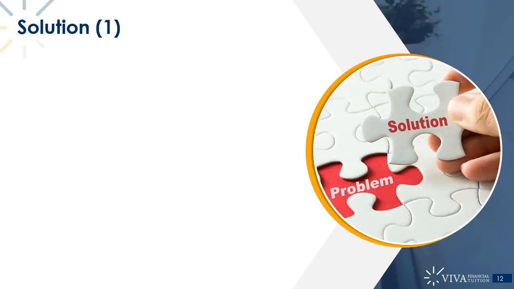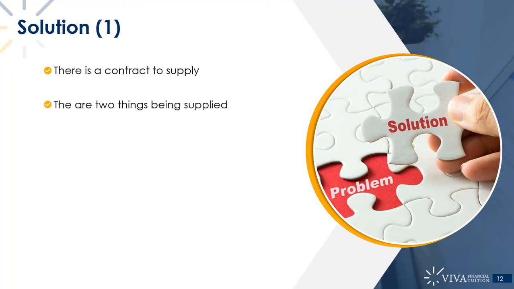Let's go through the process of the 5-step approach and apply the 5 steps. Is there a contract to supply? Yes, there is a contract to supply. A contractual agreement has been signed. Then we look at the number of obligations. Well, there are 2 things, aren't there? There's the computer hardware and there's the maintenance agreement. So there are 2 things being supplied. What's the total contract value? $40,000. It's stated in the contract. It's stated in the question.